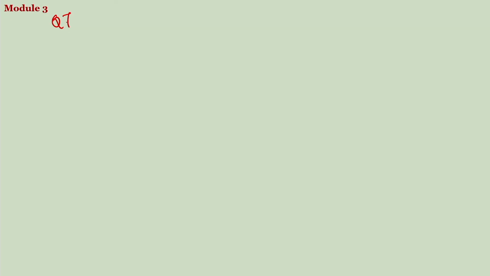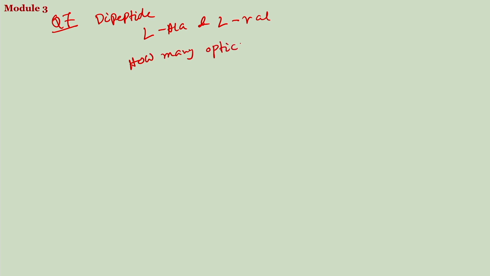Now, another very quick question is, you are doing the same dipeptide. I will not write the whole question. You are doing the same dipeptide, but with L alanine and with L valine. Then the question is, how many optically active compounds will be formed?